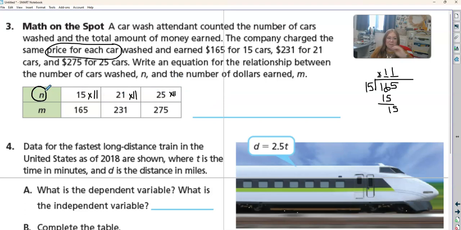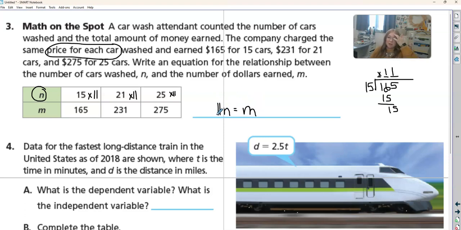So however many cars they wash, no matter what, we're going to take 11 and times it by the number of cars they washed. And that's going to tell us how much money they earned. So if they washed 300 cars, 11 times 300 will equal the money that they made. So no matter what N is, we just plug it in. The number of cars we times by 11 per car makes us the money.